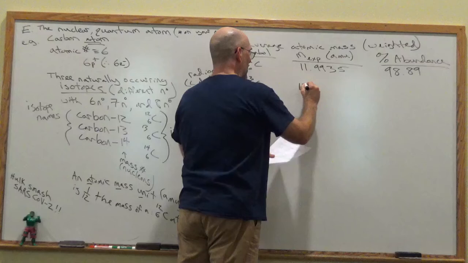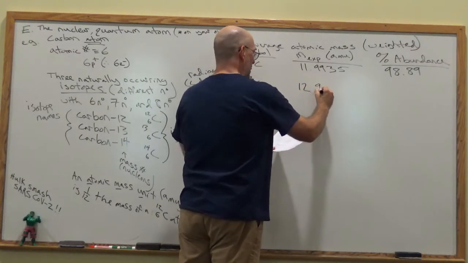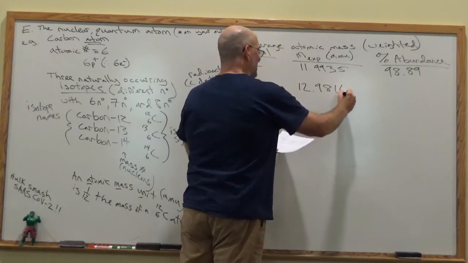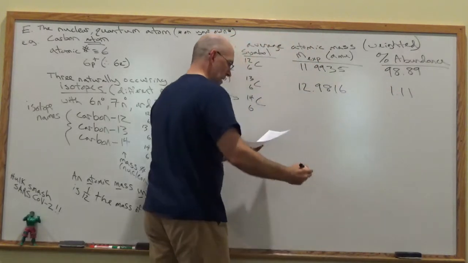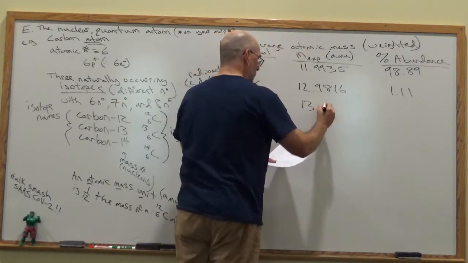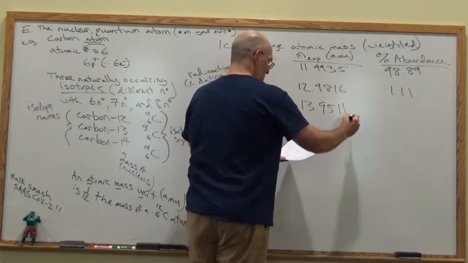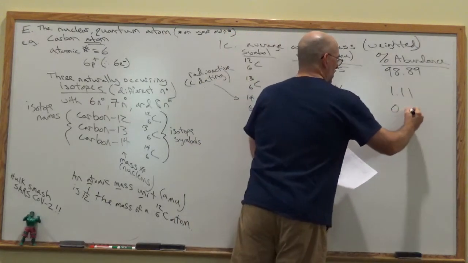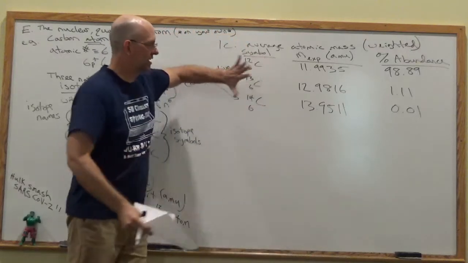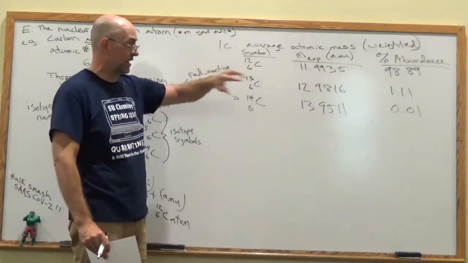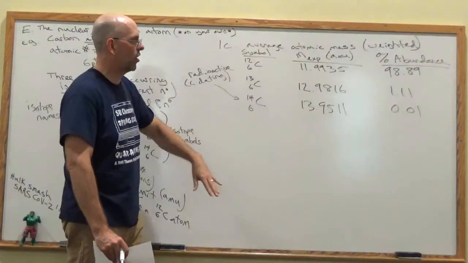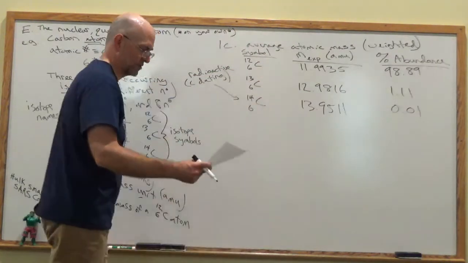Carbon-13 has an average AMU of 12.9816, and that's much less abundant, 1.11%. And the last one, 13.95. Okay, again, I would give you this data, or have you go to some website where you can click on the element and it will tell you what these data are. There's lots of interactive periodic tables out there.